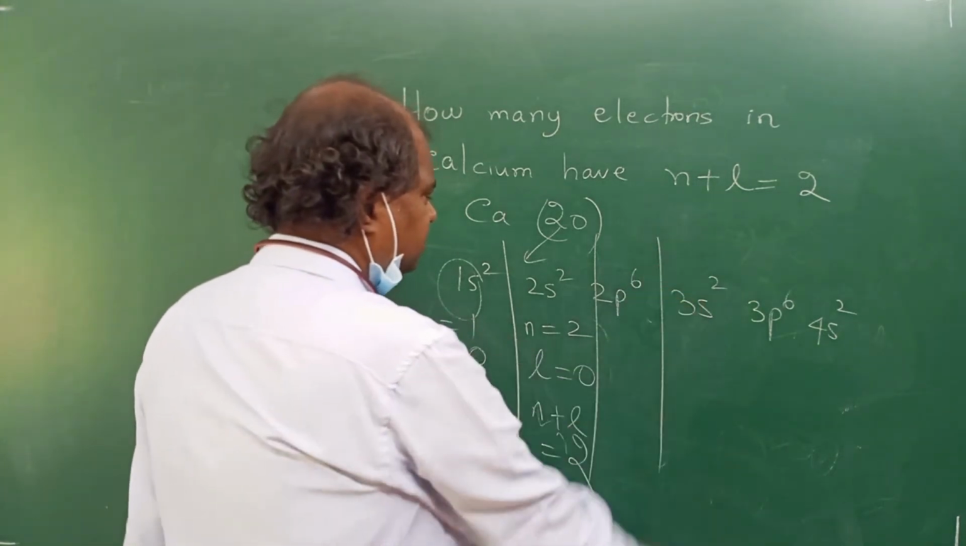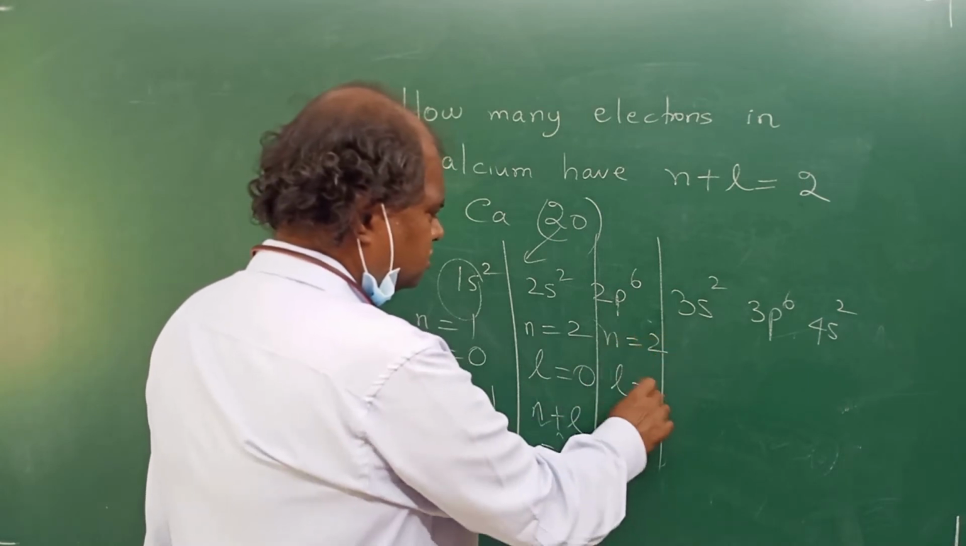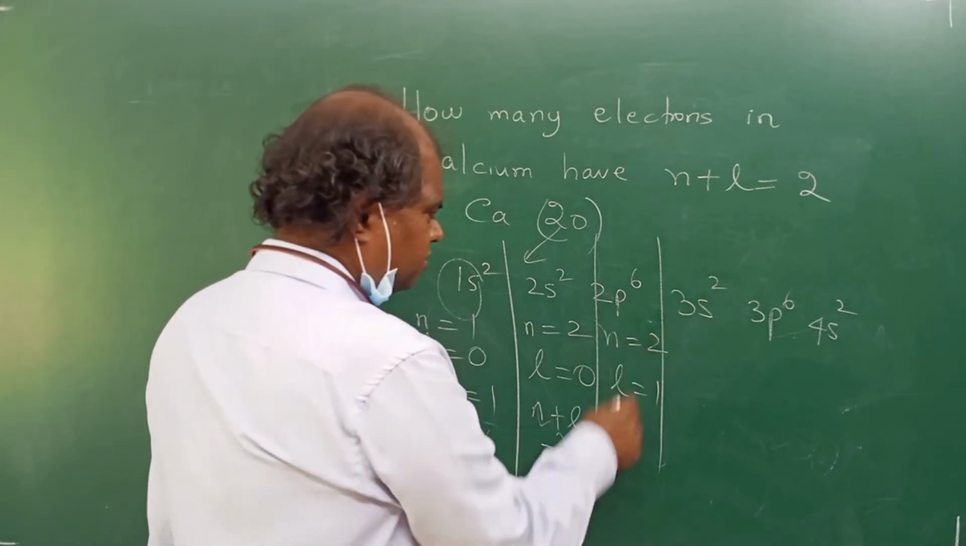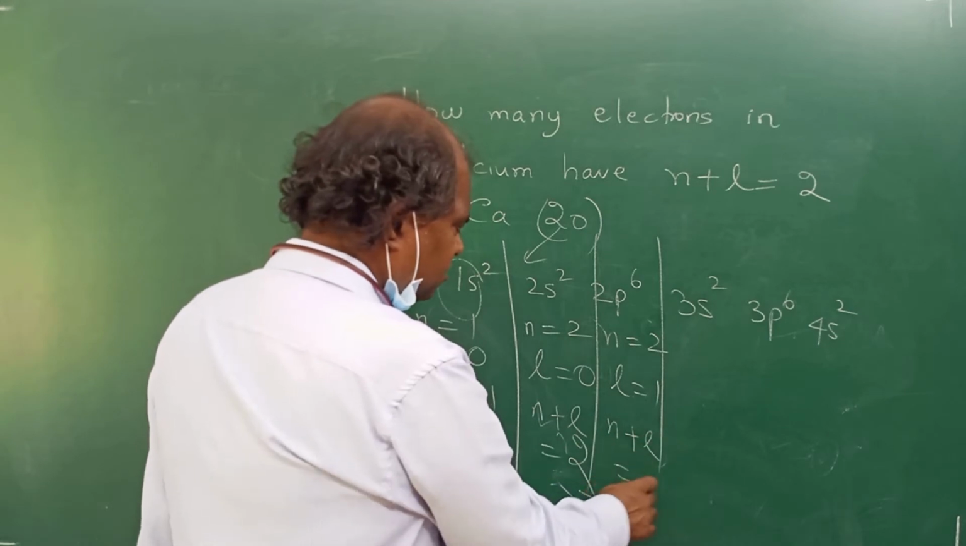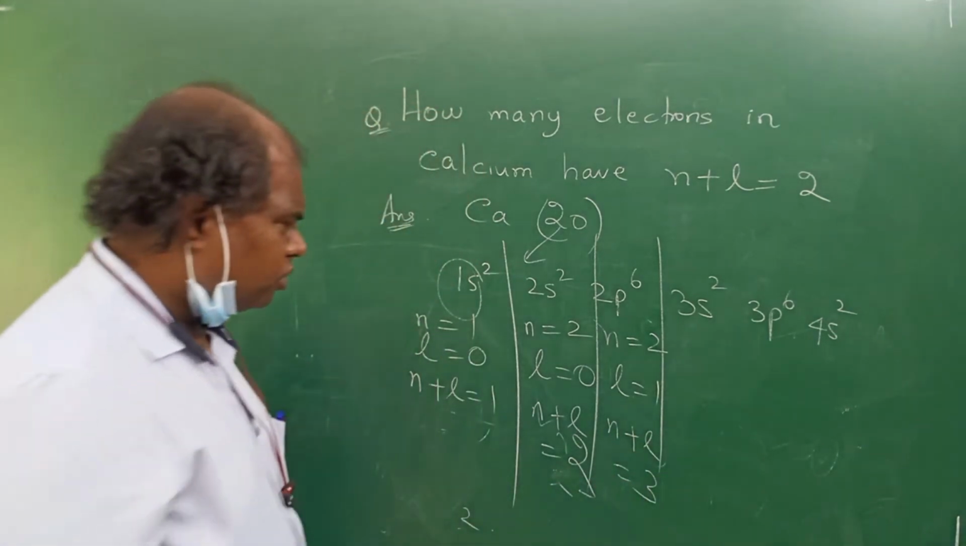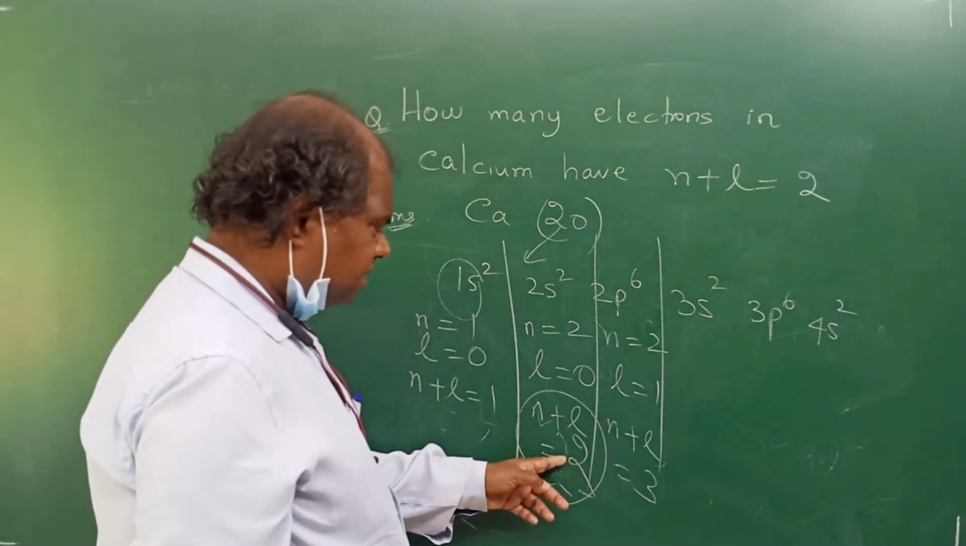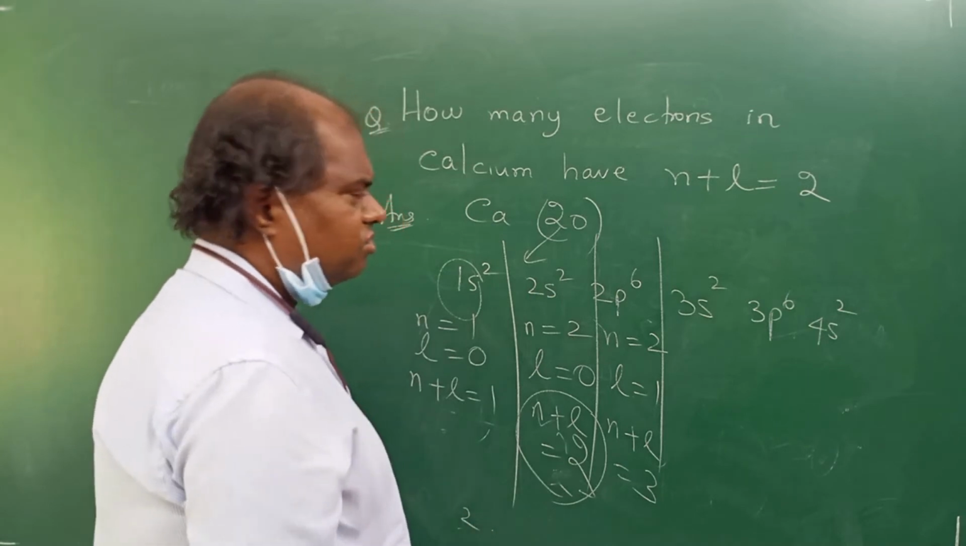Okay. Fine. Now let us do this one. N is equal to 2. L is equal to 1 for p. So here n plus L will be equal to what? 3. So students, you will get n plus L is equal to 2 only for these two electrons.